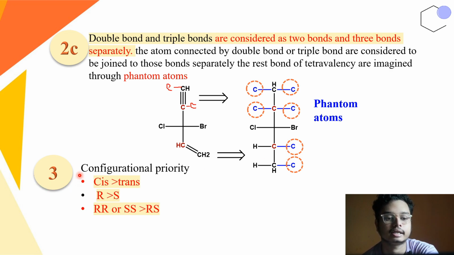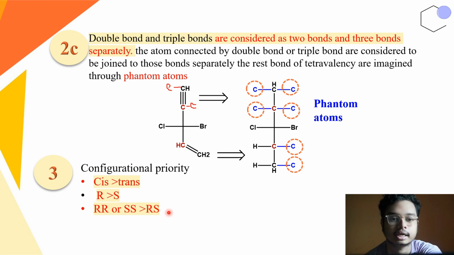And configurational priority: if both are in double bond form, then obviously the cis conformer gets the highest priority over the trans conformer. For R conformers, in the meso compound that will be discussed later, the R conformer gets more priority than S, and similarly RR or SS will get greater priority than RS.